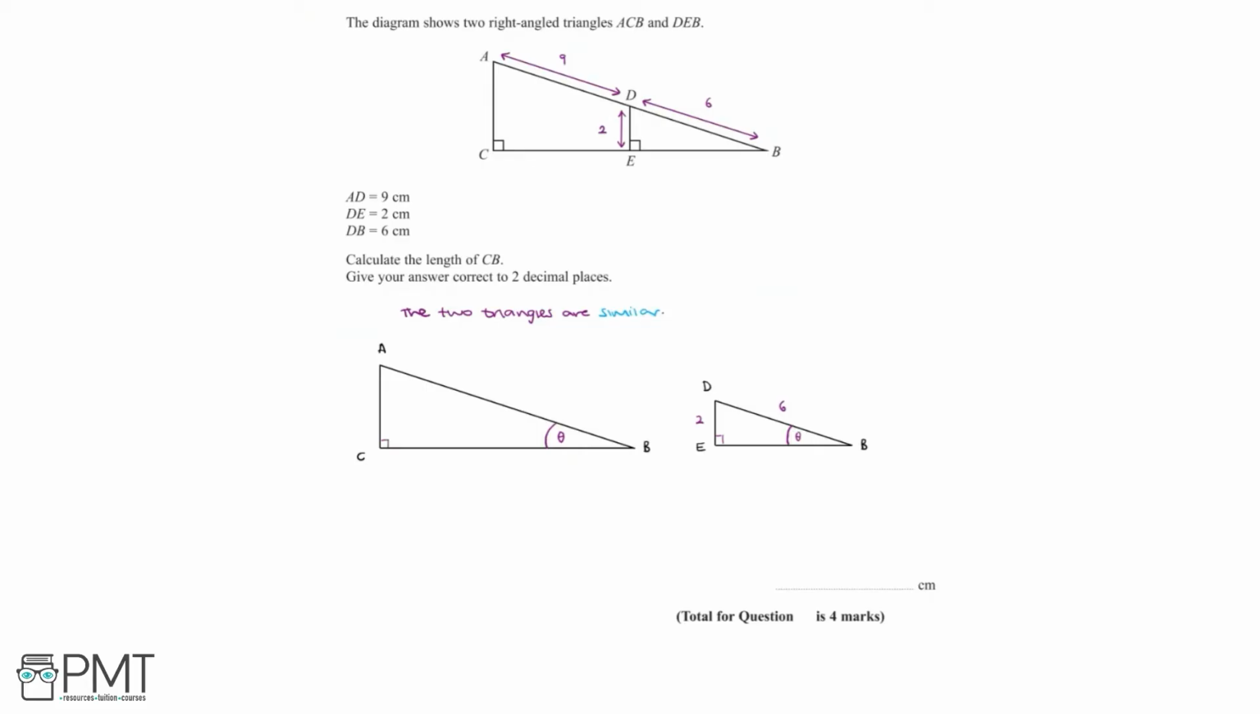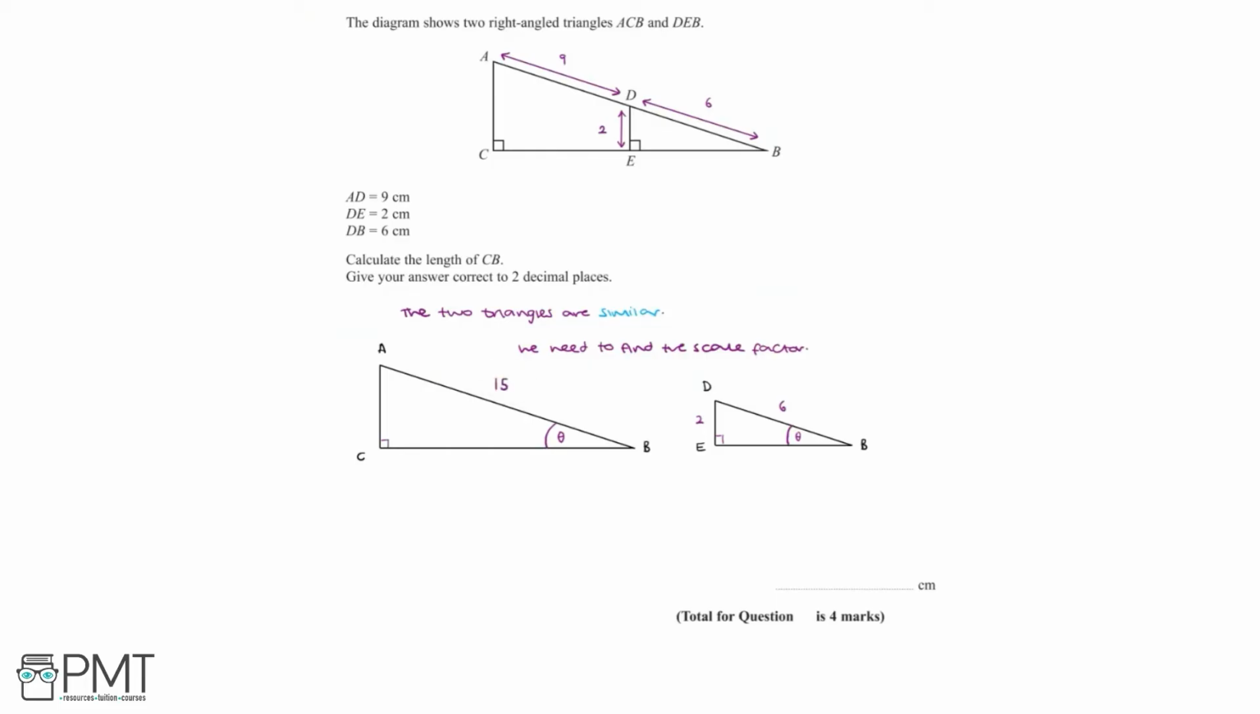Well, now that we understand the concept, let's think about how we might find the length CB. The first thing that we need to do is to find the actual scale factor between the two triangles. But right now we don't have any lengths in this triangle, and we need at least one length from both triangles in order to find a scale factor. But we can find out the length AB, because if we look at the original diagram, we can see that the length of AB is equal to 9 plus 6, which is equal to 15.